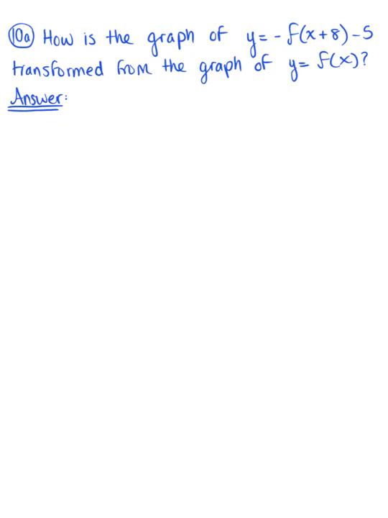How is the graph of y equals minus f of x plus 8 minus 5 transformed from the graph of y equals f of x? So, to get us started, let's make a little love note here to ourselves that our parent function, or the basic graph, is defined here as the arbitrary function y is equal to f of x. So this is where we're starting.